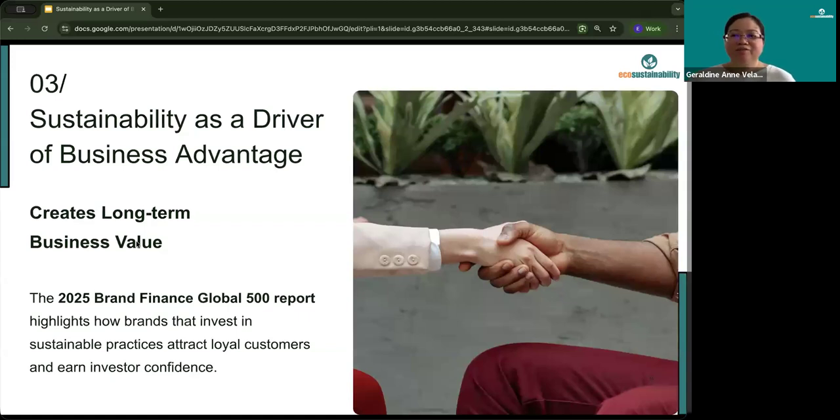Sustainability enhances brand, as I mentioned a while ago, which in turn builds long-term value. The 2025 Brand Finance Global 500 report, of the top 500 brands in the world, highlights how brands that invest in sustainable practices attract loyal customers and earn investor confidence. As consumer, investor, and government demand for sustainability is set to increase due to millennials and Gen Z, incorporating sustainability into a company's business strategy is vital for a company to remain relevant in the coming years.